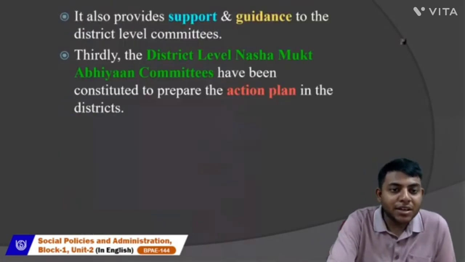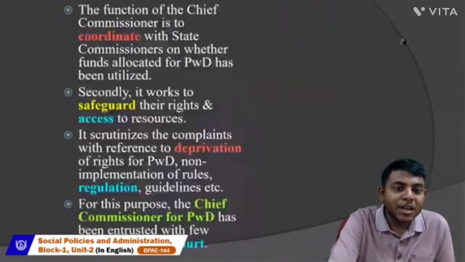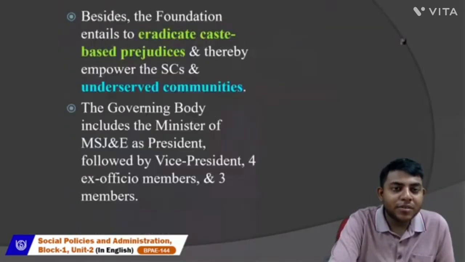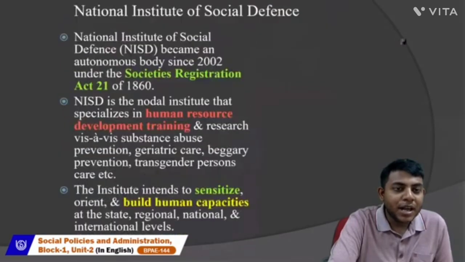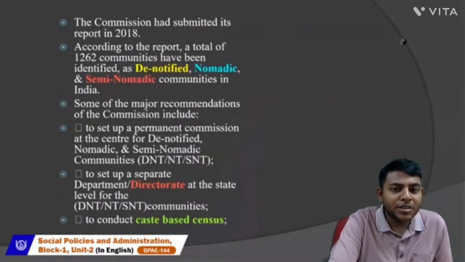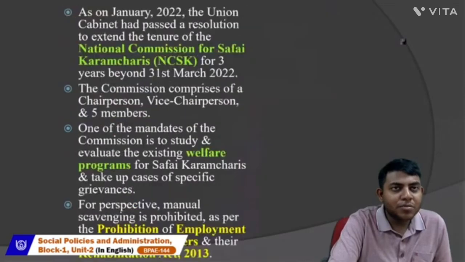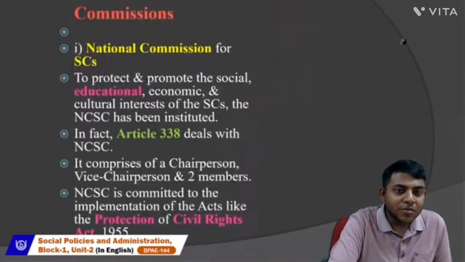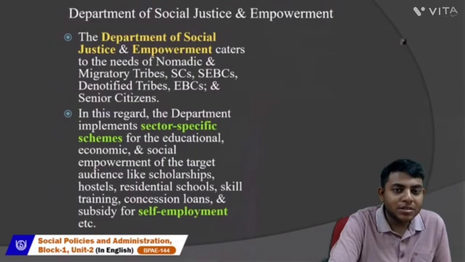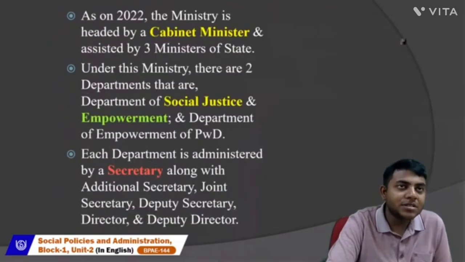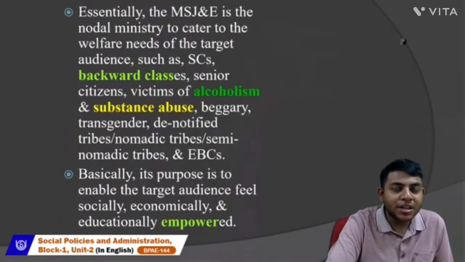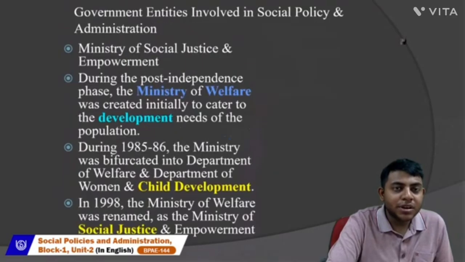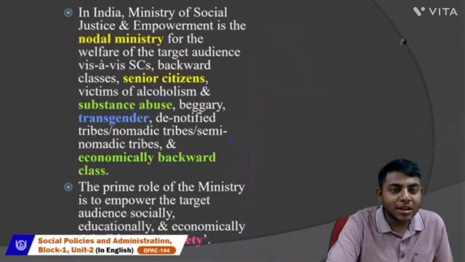So we have discussed the second unit today. The second unit pertained to social policy and administration. And in this second unit, we discussed certain commissions, certain corporations, as well as certain foundations for the welfare of the underserved communities, that is the scheduled castes, the scheduled tribes, the denotified, notified and semi-nomadic tribes, the persons with disabilities, the senior citizens, and those suffering from substance abuse and alcohol abuse.